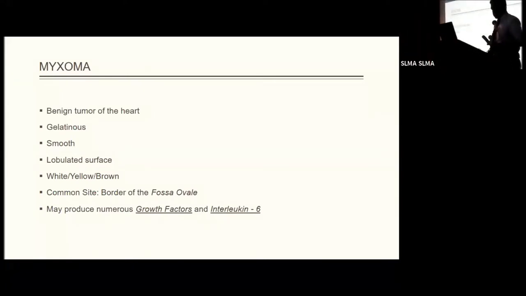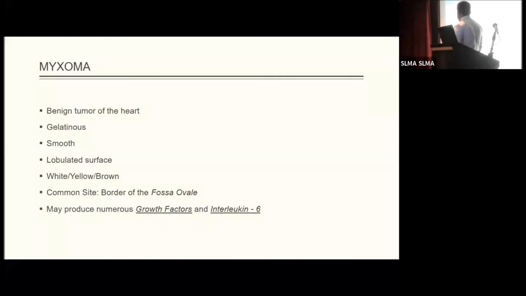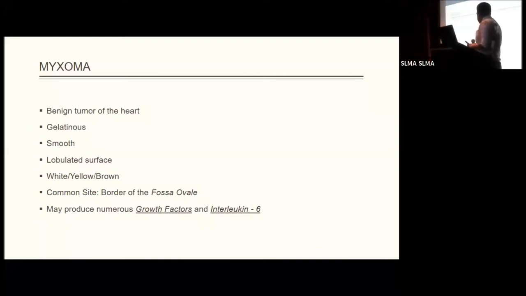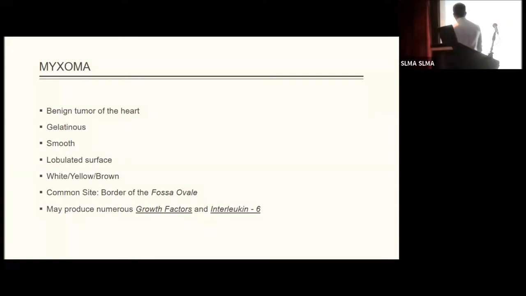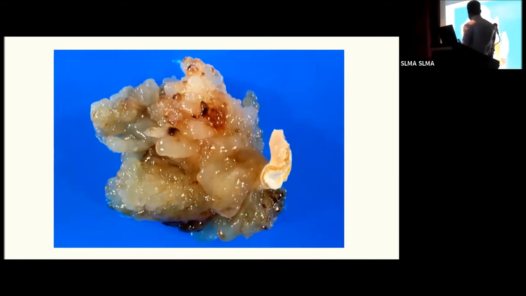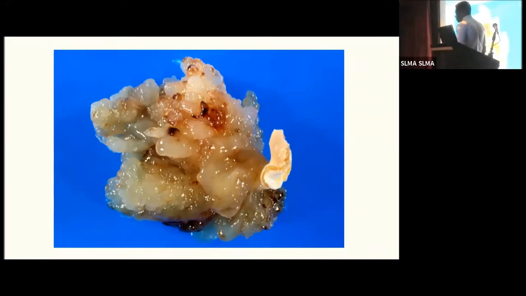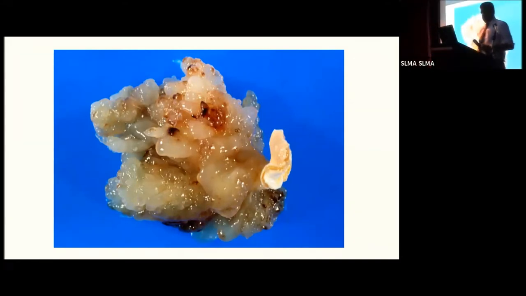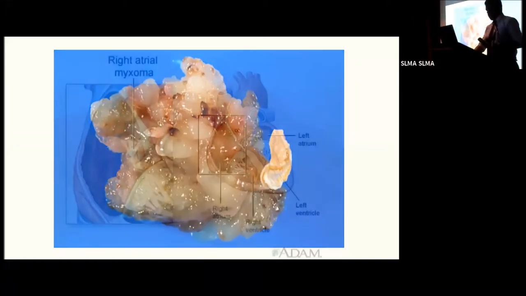It is gelatinous, smooth, and could have lobulated surfaces. It could come in varying colors, like white, yellow, or brown. And the common site is the fossa ovalis. And there are reports that these myxomas could be more than a benign tumor, producing growth factors and interleukin. So this is just a simple picture representing the name. That's a myxoma. A mucinous, mucus-like mass, that's it.